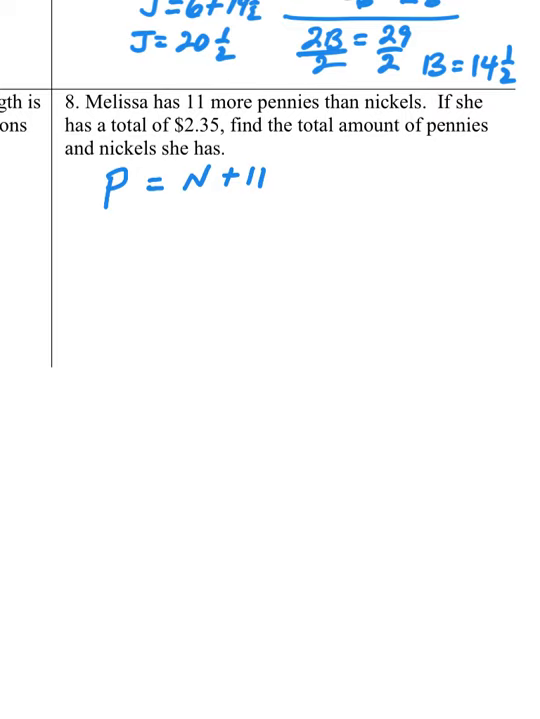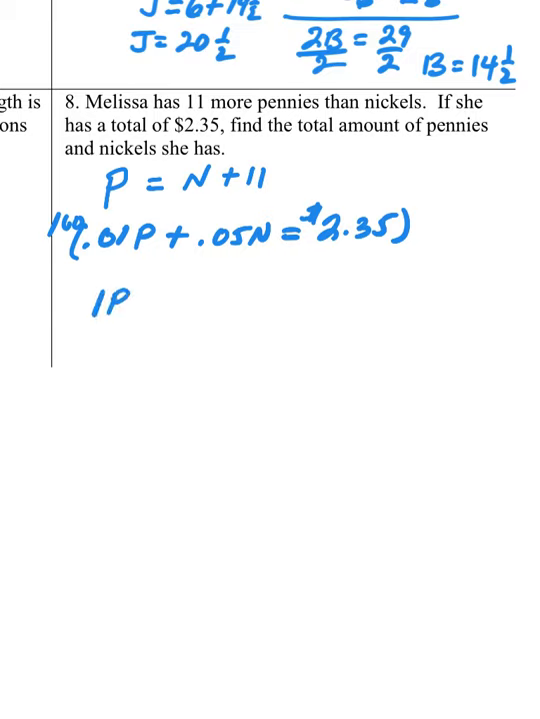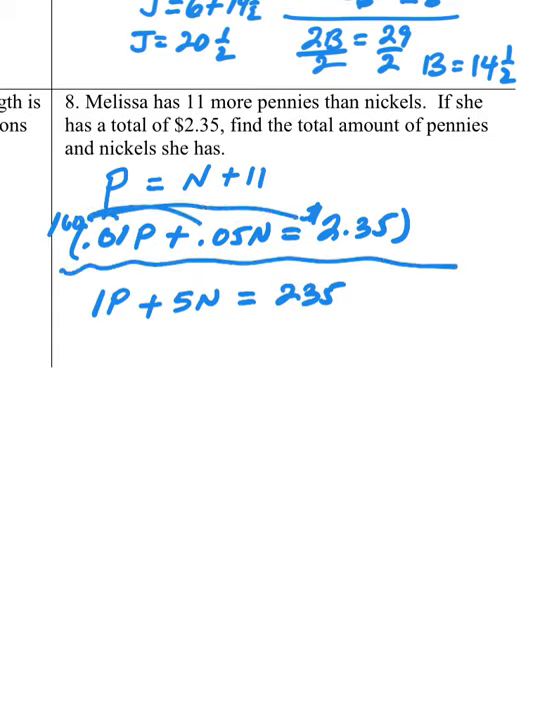The total amount of value that we have here is 0.01P, that's the value of a penny, plus 0.05N is equal to $2.35. Now, I don't like to work with decimals, so I'm going to multiply each of them by 100. So what I have is 1P plus 5N equals 235, because remember, you're moving the decimal place 2 places when you multiply by 100. Now the new system will include 1P plus 5N equals 235, and then P equals N plus 11. So here is my new system.